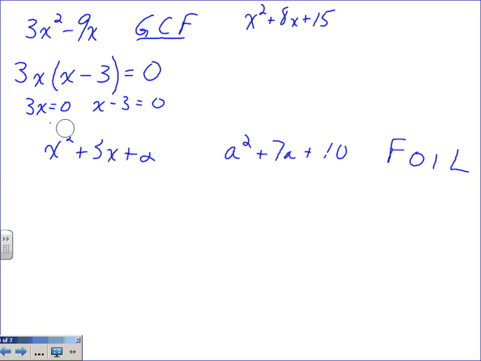Let me just erase this here so we have a little bit more room. And so if I divide both sides by 3, x would equal 0. The other equation, when I add 3 to both sides, x could equal 3. And that's our two answers.